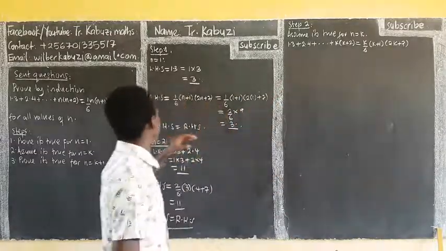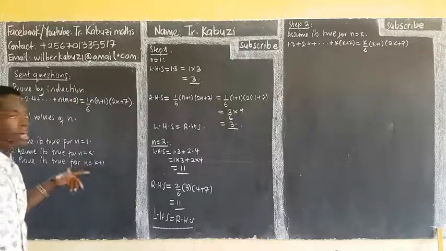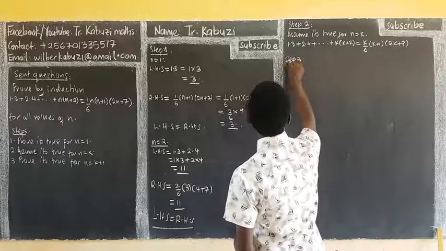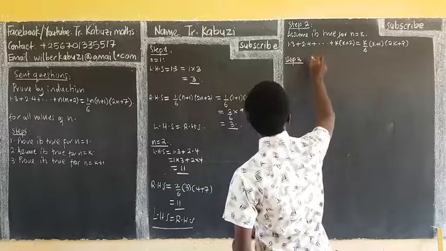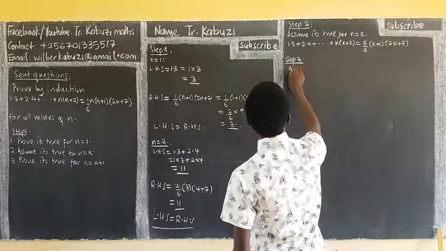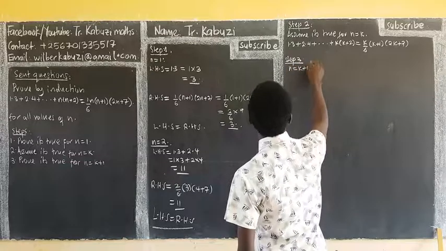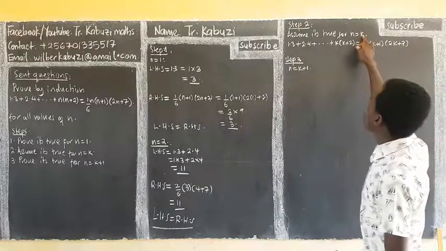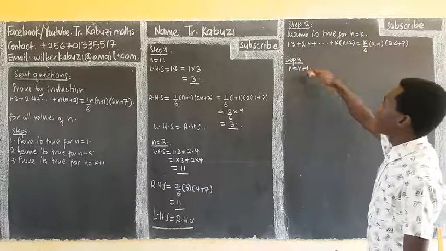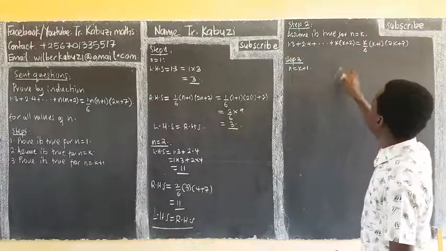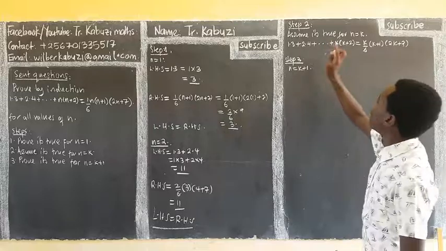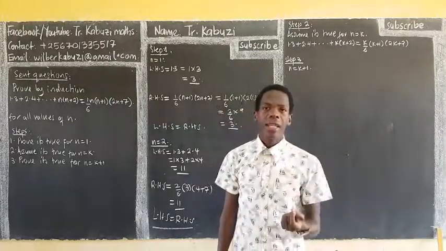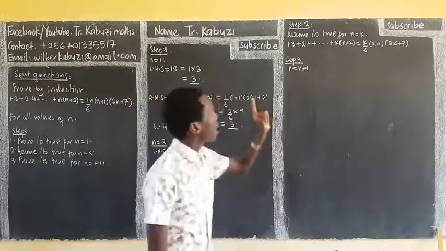Then step 3, now it's proof for n is equal to k plus 1. Now, for n is equal to k plus 1, this just shows you that here we have k terms, but here we have k plus 1 terms. So what does it mean? If these are k terms, it means that to get k plus 1 term, we are adding 1 term. But the question is, how are those terms added? Now you start from here.